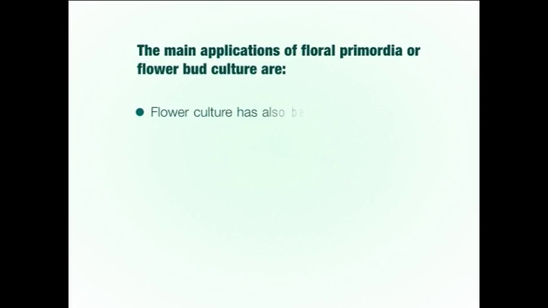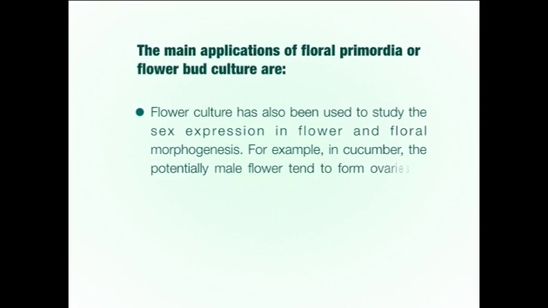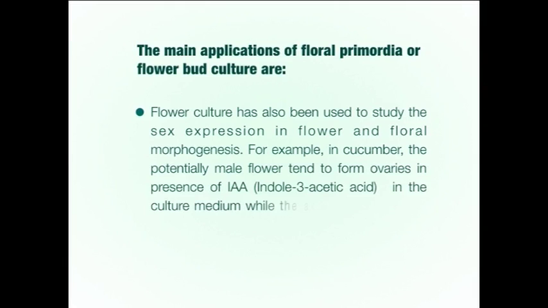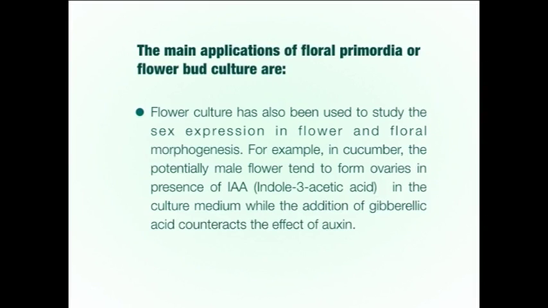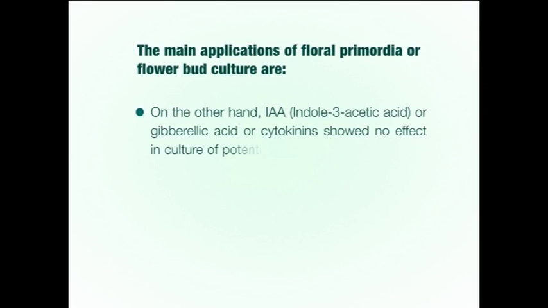Fourthly, flower culture has also been used to study sex expression in flowers and floral morphogenesis. For example, in cucumber, the potentially male flowers tend to form ovaries in the presence of IAA in the culture medium, while the addition of gibberellic acid counteracts the effect of auxin. On the other hand, IAA, gibberellic acid, or cytokinins showed no effect in culture of potentially female or bisexual flower buds.